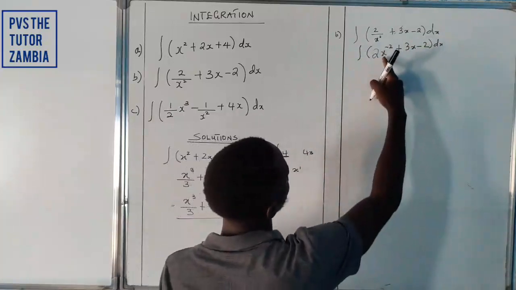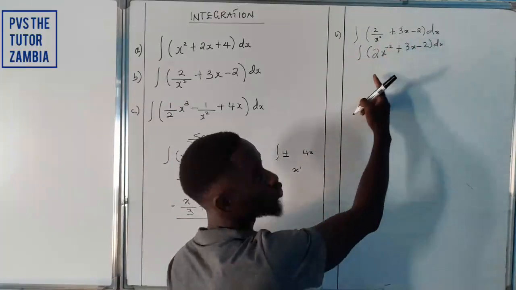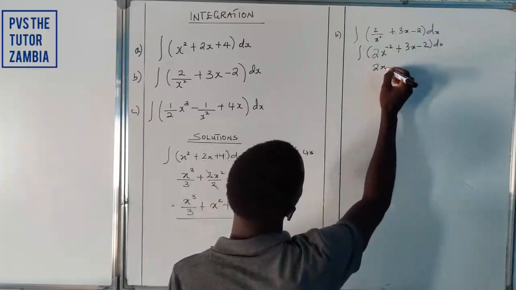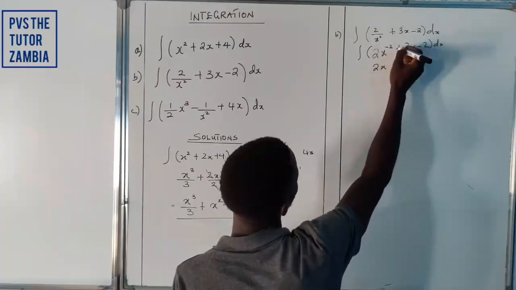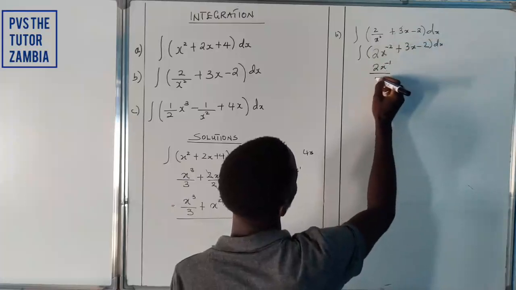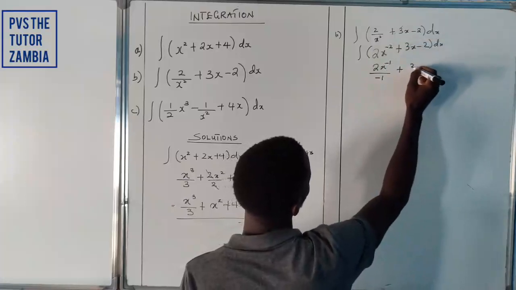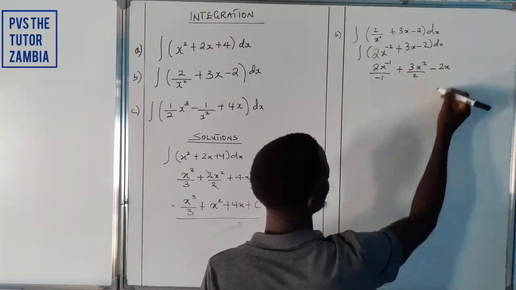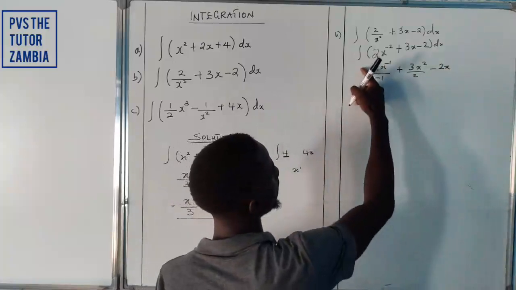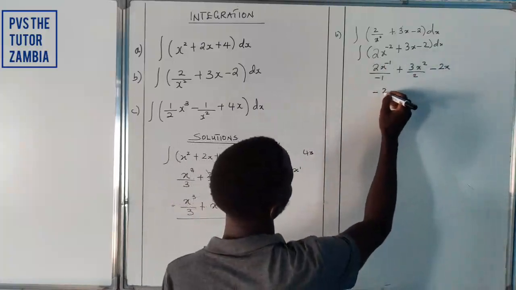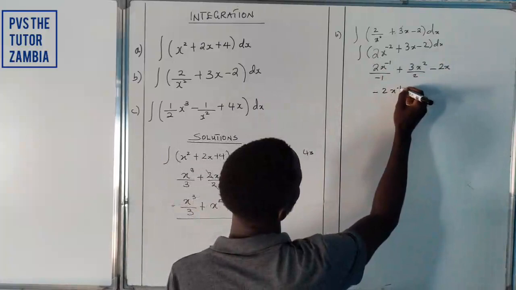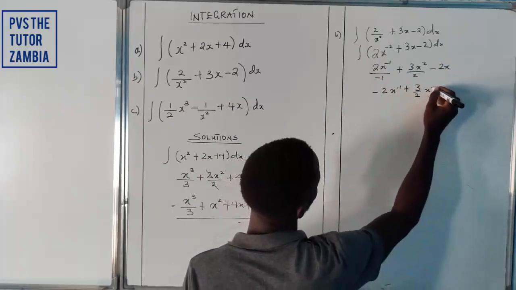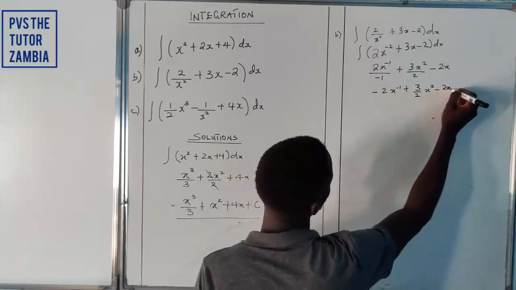Now know that we are increasing the power by 1, right? So this will be 2x, and when I increase the power by 1, I'm going to make negative 1. Plus, this will give me 3x squared divided by 2, minus 2x. Then this negative will go there, which becomes negative 2 to the power like that, plus 3 over 2 x squared, minus 2x.